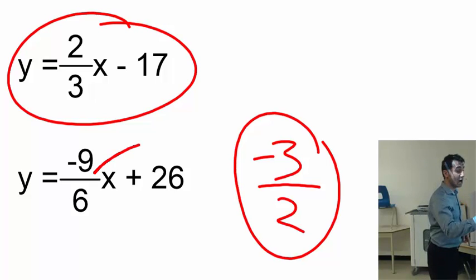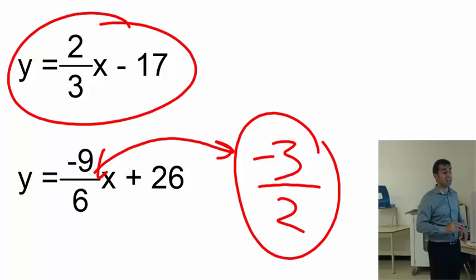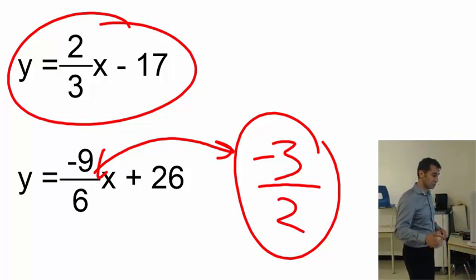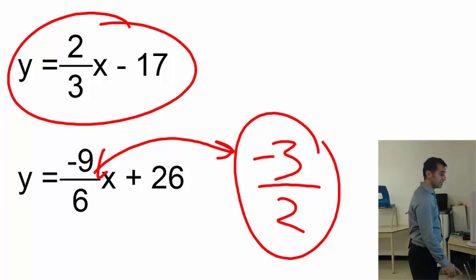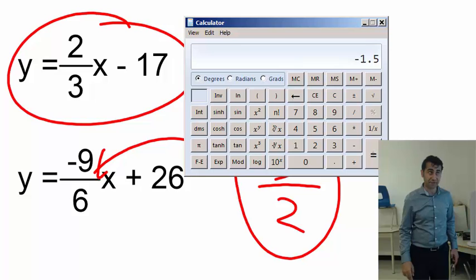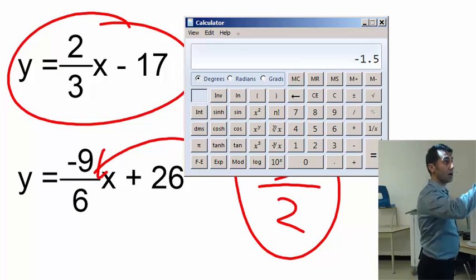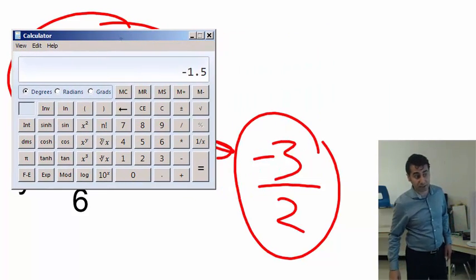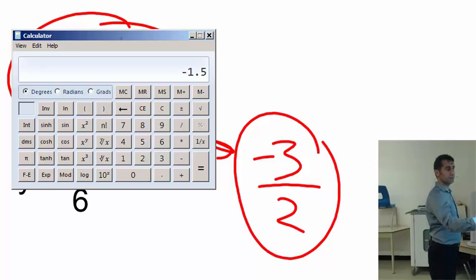But looking at here, I have something different. I just want to make sure if they are the same number or different numbers. So pay attention to that. What is minus 9 over 6? Minus 9 over 6 is minus 1.5. How about minus 3 over 2?